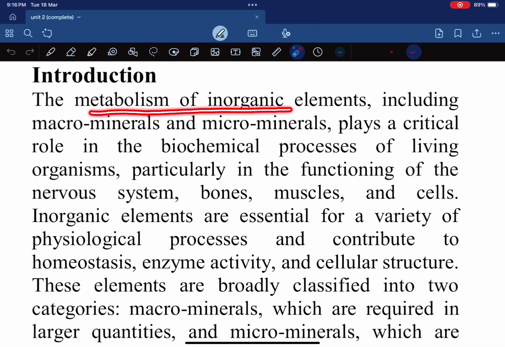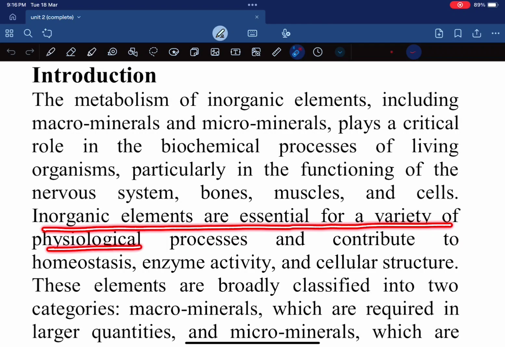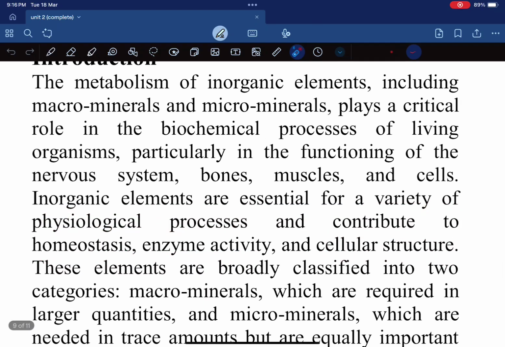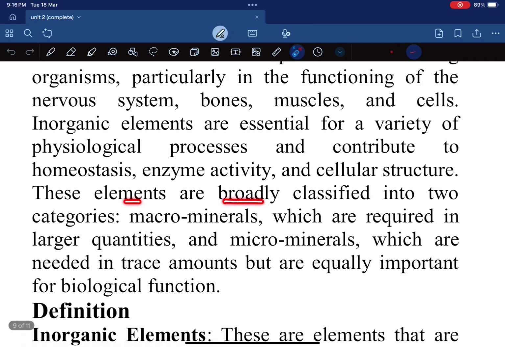The metabolism of inorganic elements, including macrominerals and microminerals, plays a critical role in the biochemical processes of living organisms, particularly in the functioning of the nervous system, bones, muscles, and cells. Inorganic elements are essential for a variety of physiological processes and contribute to homeostasis, enzyme activity, and cellular structure. These elements are broadly classified into two categories.